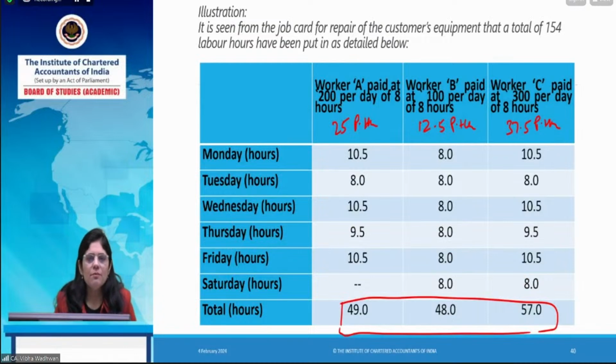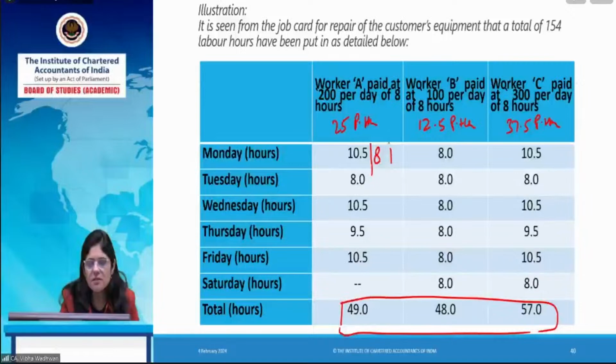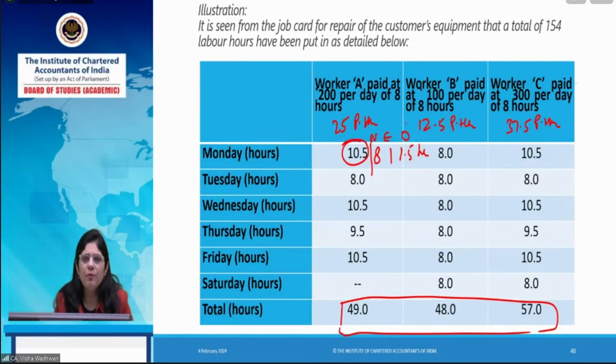See, if we talk about A, A has worked for 10.5 hours. I hope the students who had the doubt have joined. A has worked for 10.5 hours. They are supposed to work for 8 hours. All right. So A is supposed to work for 8 hours. 1 hour they have worked extra, but overtime will be 1.5 hours only. All right. So out of 10, 8 hours are normal, 1 is extra, and the overtime is only 1.5 hours.